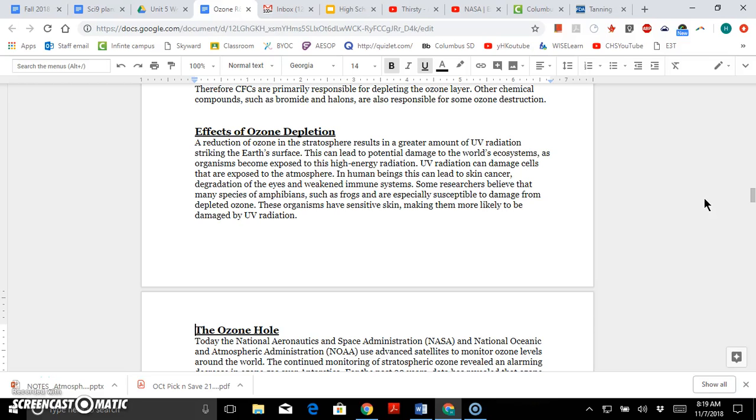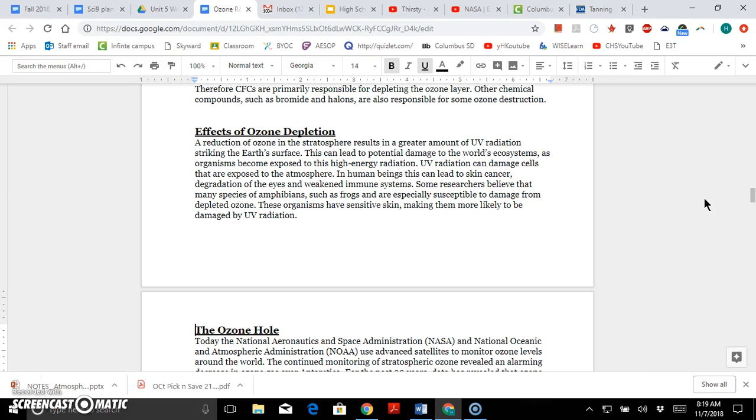Effects of ozone depletion. A reduction of ozone in the stratosphere results in a greater amount of UV radiation striking the Earth's surface. This can lead to potential damage to the world's ecosystems as organisms become exposed to this high-energy radiation. UV radiation can damage cells that are exposed to the atmosphere. In human beings, this can lead to skin cancer, degradation of the eyes, and weakened immune systems.